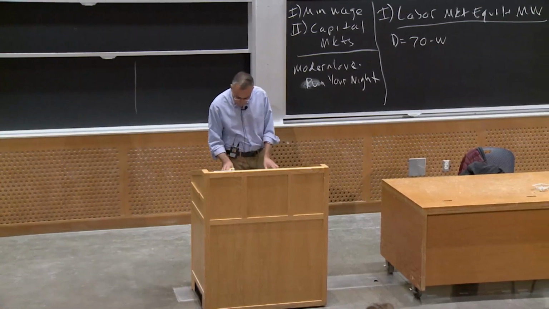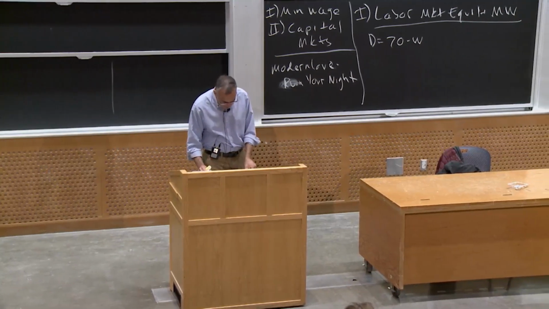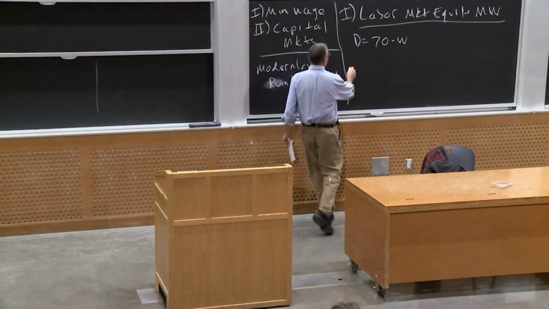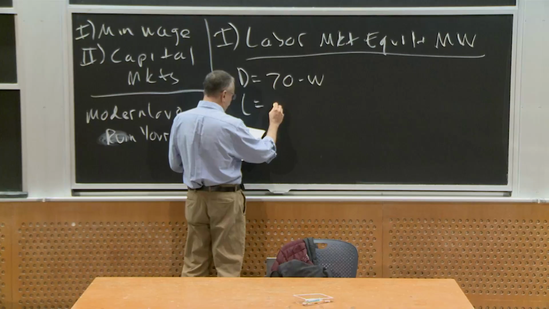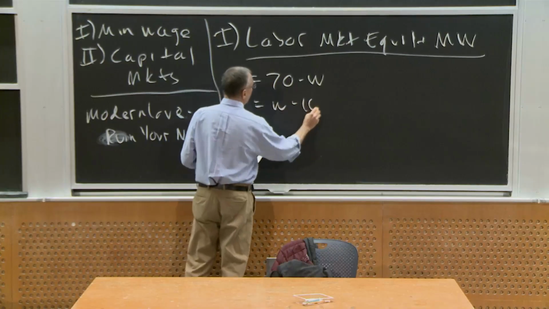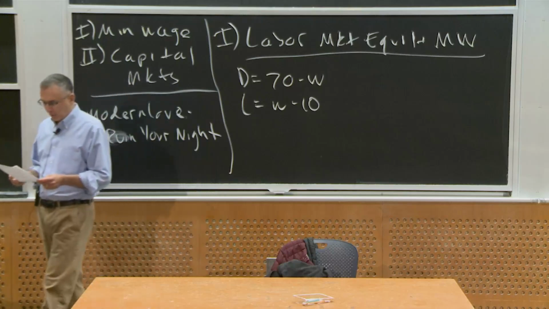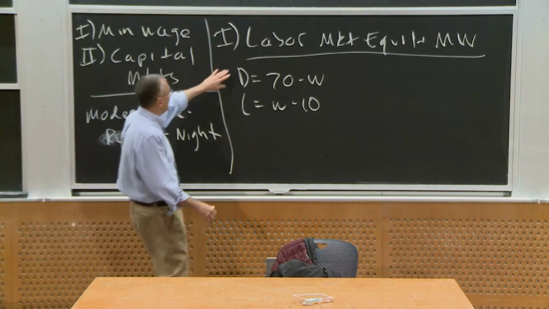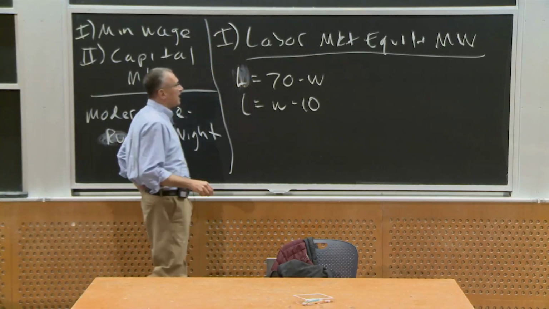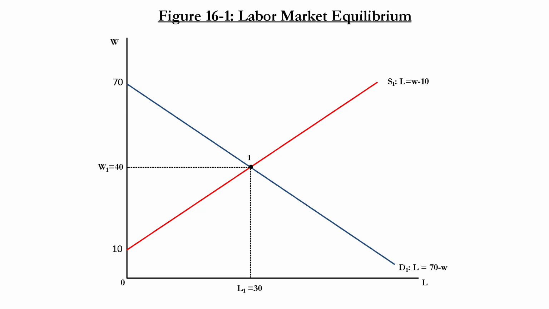So here, for example, we have a labor supply curve of the form L equals W minus 10. So a higher wage leads to more labor supply. So this is the demand curve. The demand curve is L equals 70 minus W. The supply curve is L equals W minus 10.